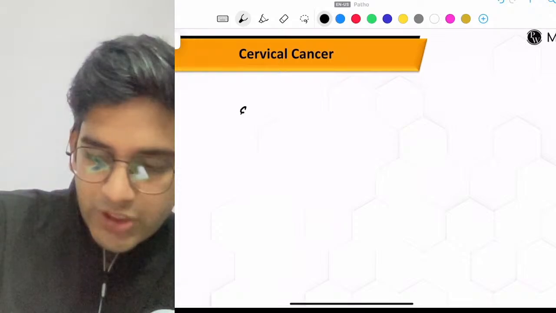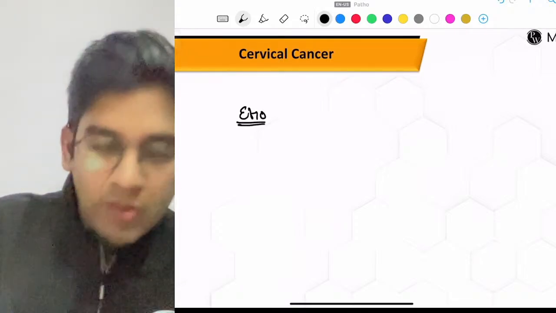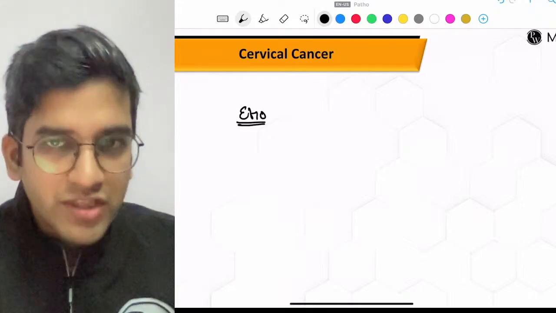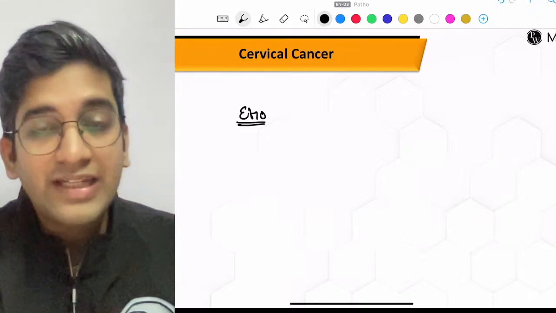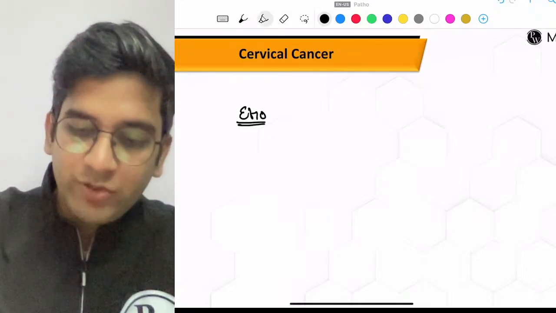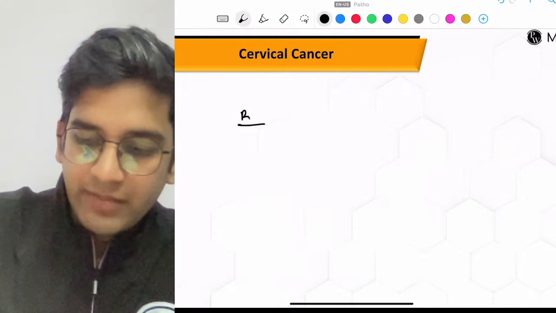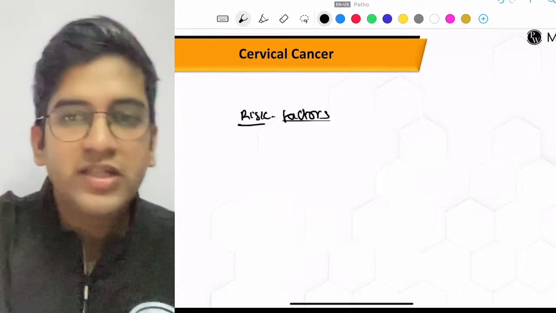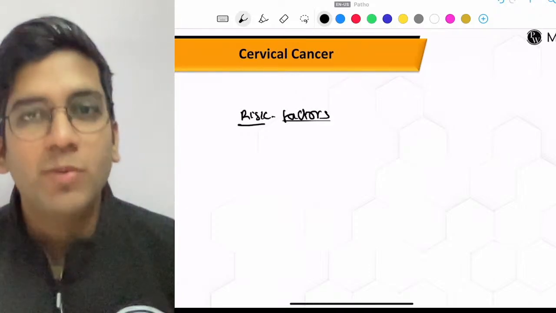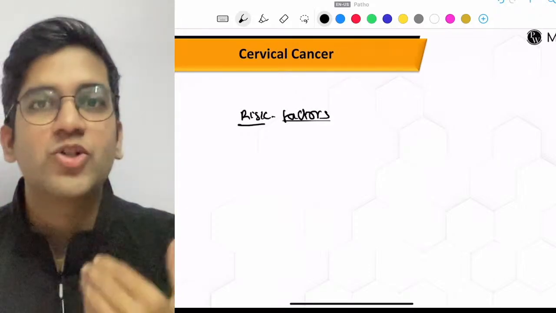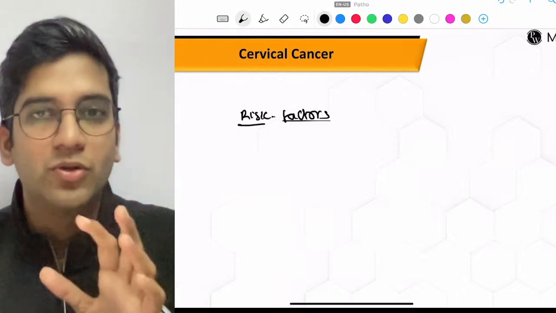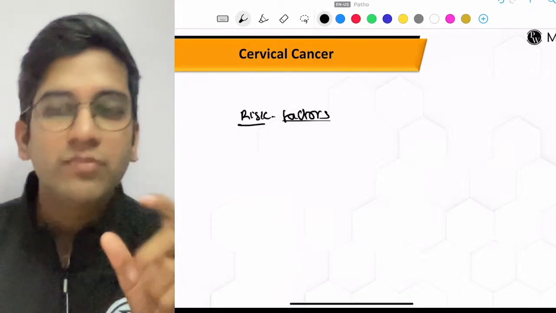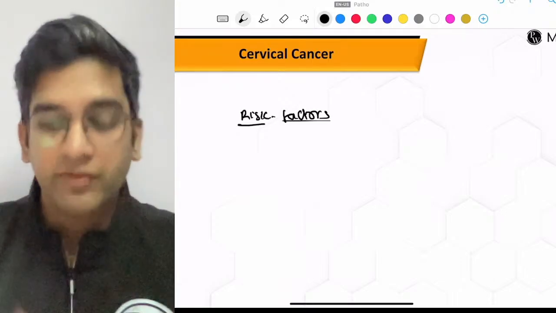So I'll start with etiopathogenesis. Everyone knows the etiology of cervical cancer. Can anyone tell what is the first etiology which comes to your mind? Rather than etiology, since it's a cancer, I will use the term risk factor. Keep this in mind: in cancers, very hardly is there a true etiology. If I call it etiology, it's like the common cold, where the virus causes it. Not everyone who has HPV will end up having cancer. That's why I put it as a risk factor.